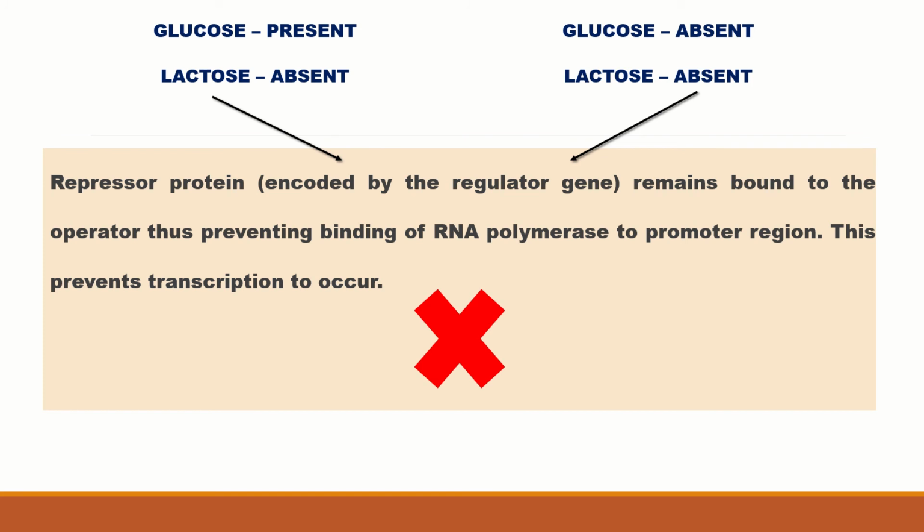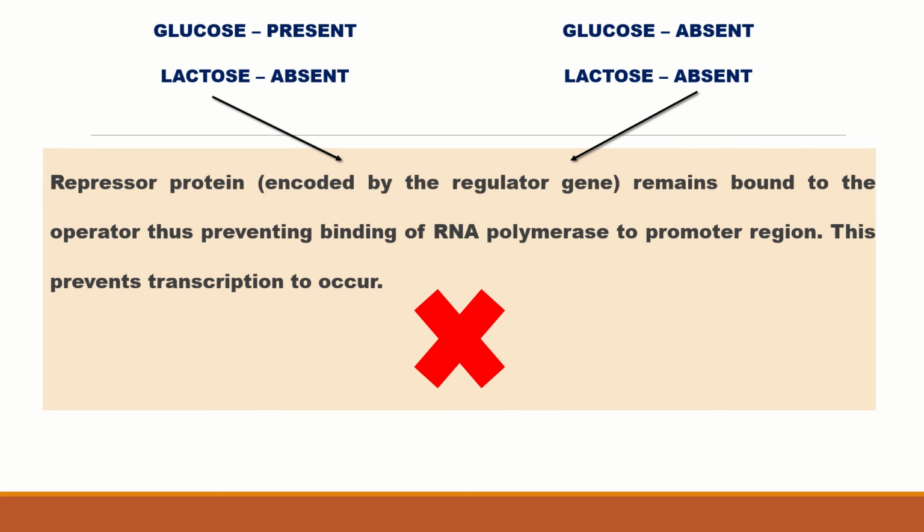So what will happen? The repressor molecule that is produced by the LAC-I gene or the regulator gene will remain bound to the operator and thus prevent the binding of RNA polymerase to the promoter region. As a result, what will happen? The structural genes will not be transcribed.